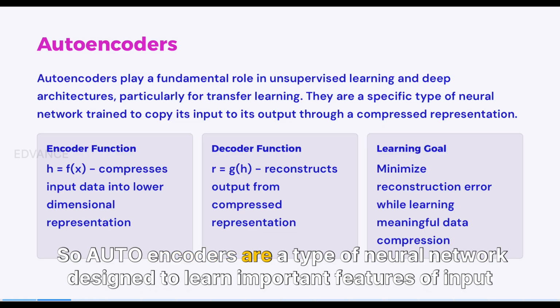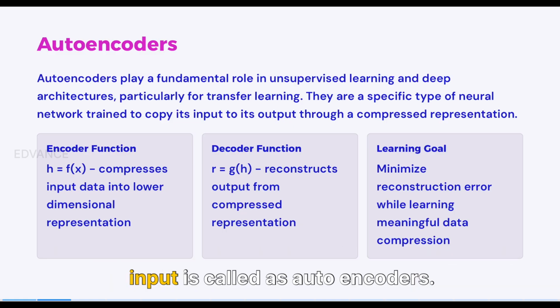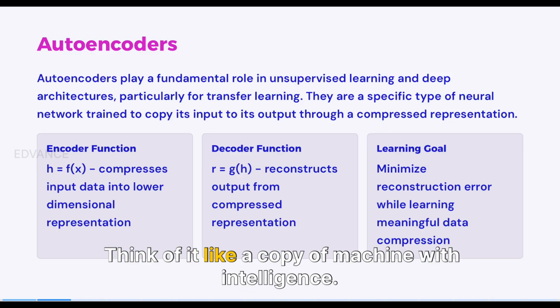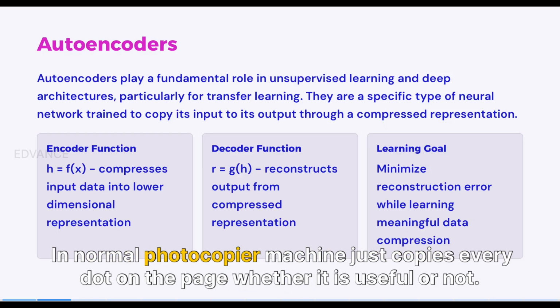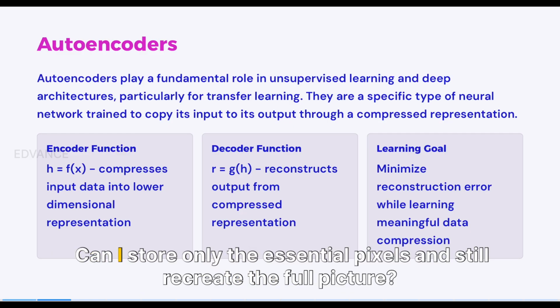So, autoencoders are a type of neural network designed to learn important features of input data by compressing the input into a smaller code and then reconstructing the original input. Think of it like a copy machine with intelligence. A normal photocopier machine just copies every dot on the page, whether it is useful or not. But an autoencoder is like a smart copy machine which asks what is really important in the picture. Can I store only the essential pixels and still recreate the full picture?